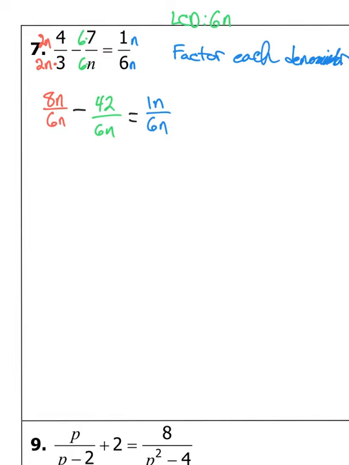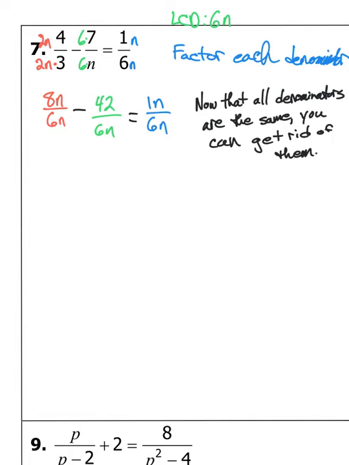Now that all the denominators are the same, you can get rid of them. You can actually get rid of each of these denominators, and you're just left with 8n minus 42 equals 1n. And if you're wondering why we're allowed to just get rid of them, where did they go?